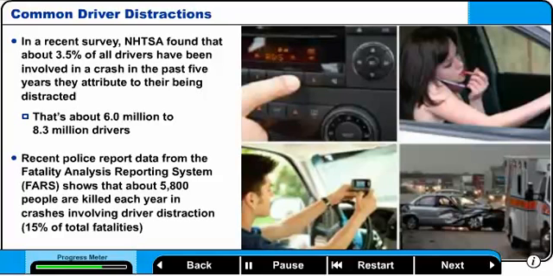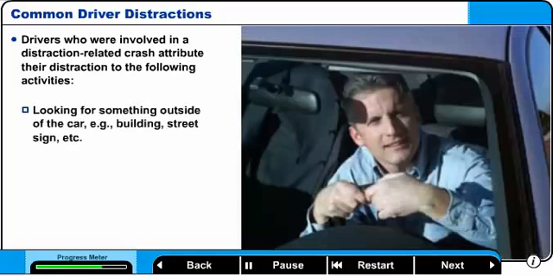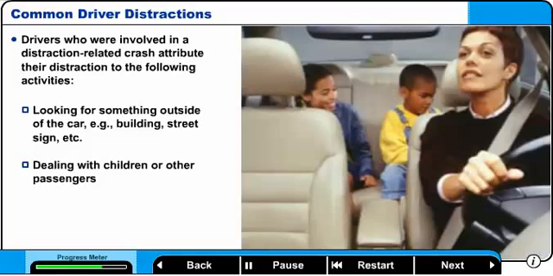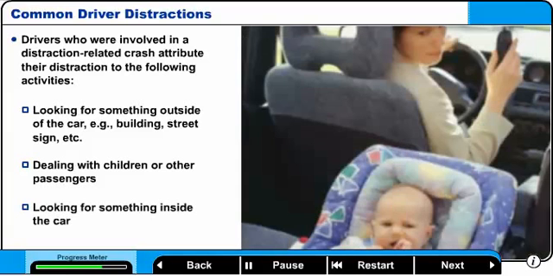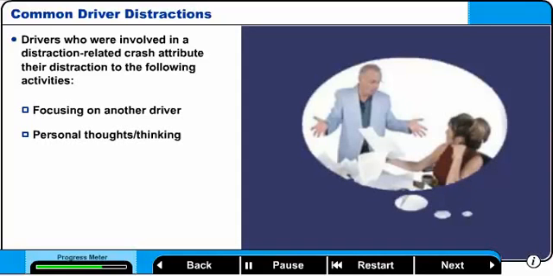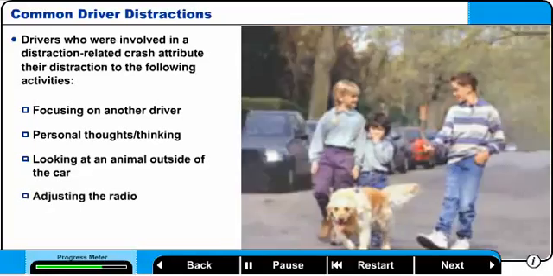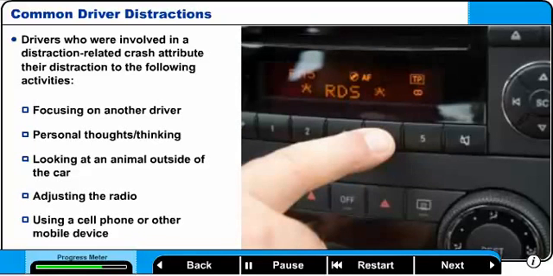What are the major distractions that caused these crashes? Drivers who were involved in a distraction-related crash attribute their distraction to the following activities. Looking for something outside of the car, such as a building, street sign, etc. Dealing with children or other passengers. Looking for something inside the car. Focusing on another driver. Personal thoughts, or thinking about anything other than driving. Looking at an animal outside of the car. Adjusting the radio, and using a cell phone or other mobile device. Let's learn more about the common types of driver distractions.